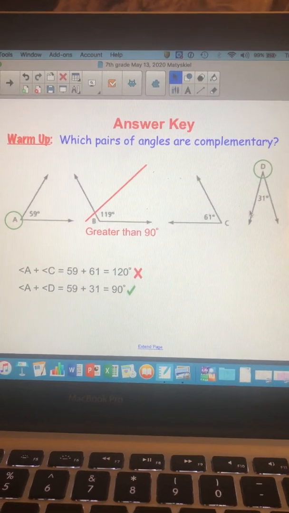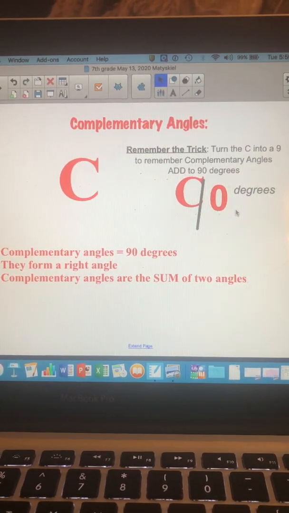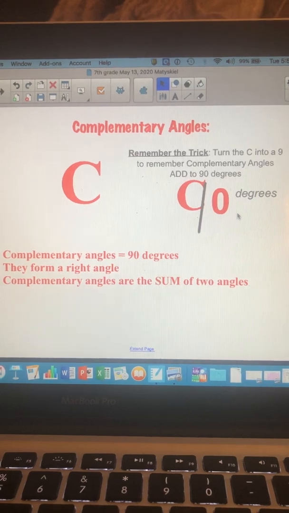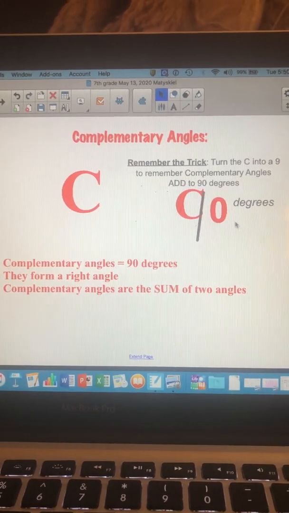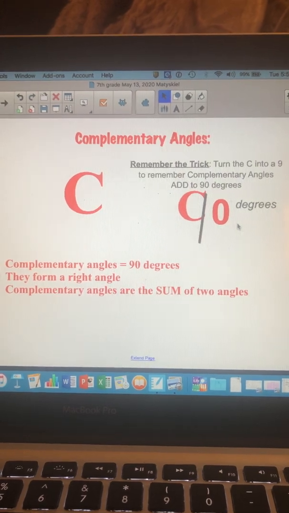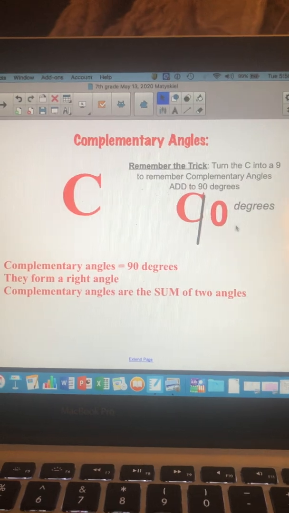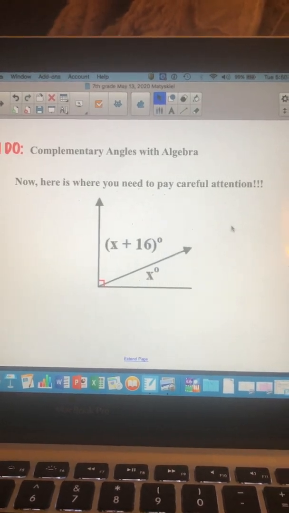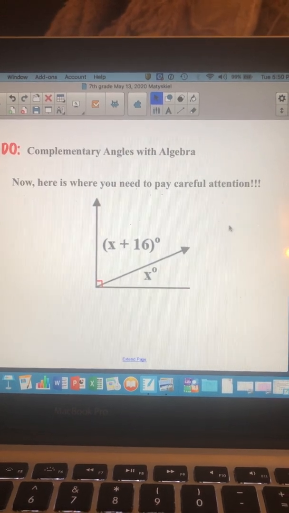So just a quick review of complementary angles. Please remember the trick, right? If you turn the C into a 9 in the word complementary, it can remind you that they add to 90 degrees. They form a right angle, and it's 2 angles that sum to 90 degrees. So these are the examples of what they kind of look like that we're exploring today.